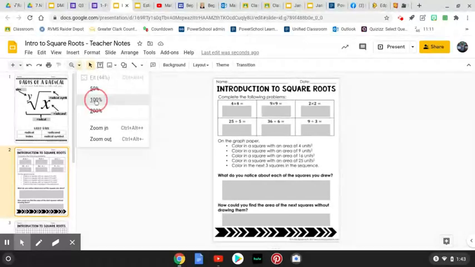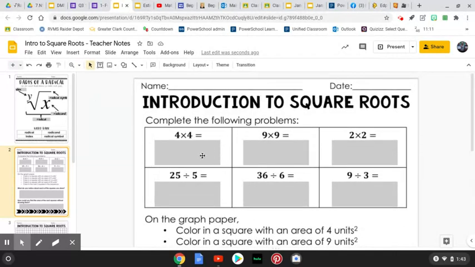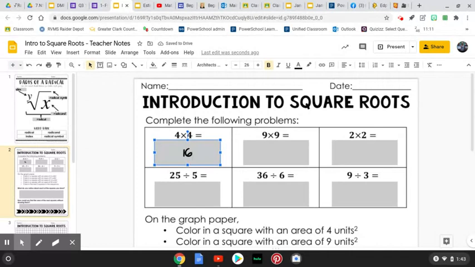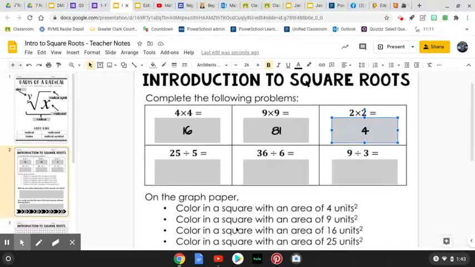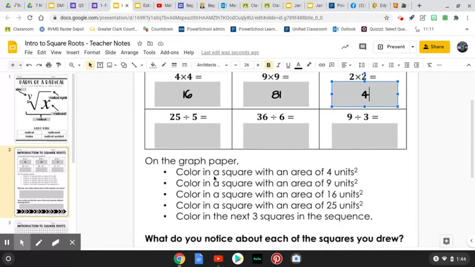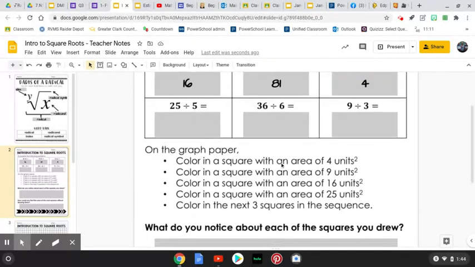So there's a couple of ways to explain this. And the first thing that I'm going to do is talk about 4 times 4. So if I were doing 4 times 4, I know that my answer is 16. Well, 16 is a perfect square because it comes from 4 times 4. 9 times 9 is 81. 2 times 2 is 4. So we're going to do what it says down here to make them make sense and why it's called a square. Okay, so on the graph paper on the next slide, which is below, you're going to draw a square.